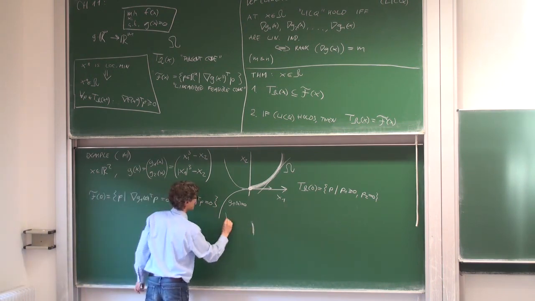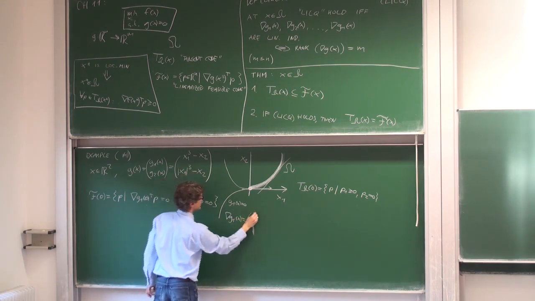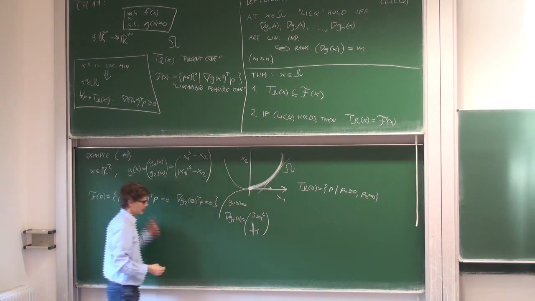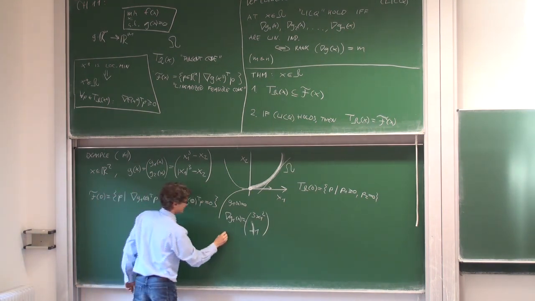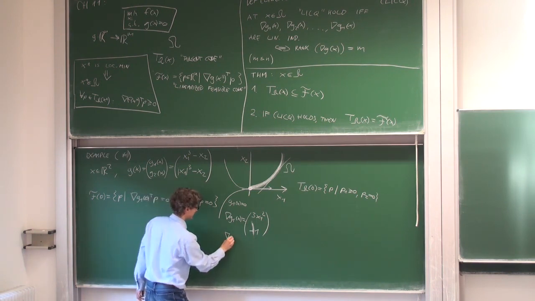So what will be nabla g1 at x? Of this first gradient, it will depend on x1, actually 3 times x1 to the power of 2, and here it will be minus 1. And the other will be a bit different. Actually, it will have a sign change.